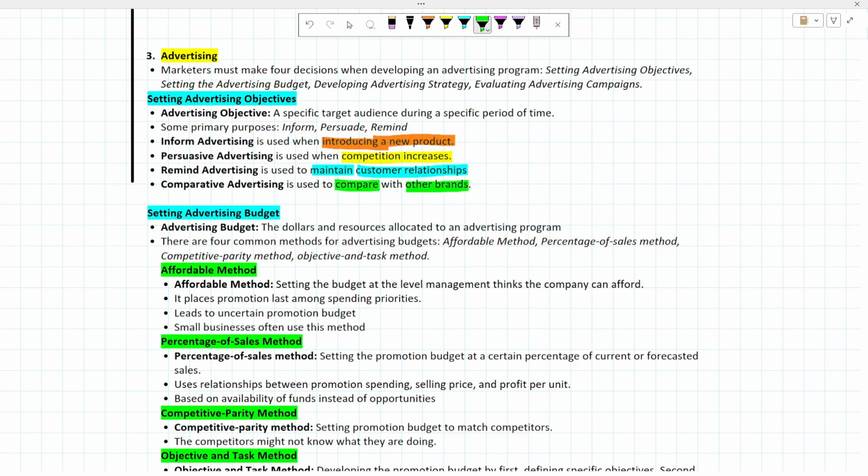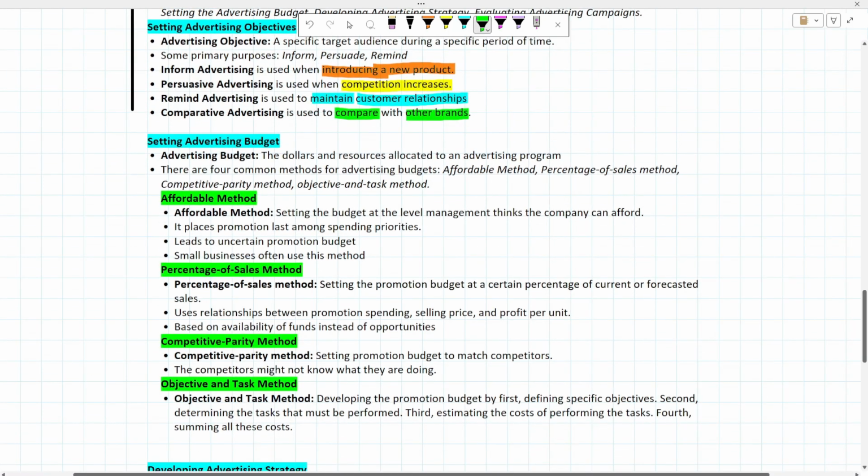So, setting the advertising budget. The advertising budget is the dollars and resources allocated to an advertising program. There are four common methods for setting advertising budgets: the affordable method, the percentage of sales method, the competitive parity method, and the objective and task method. So let's look at the first one, the affordable method.